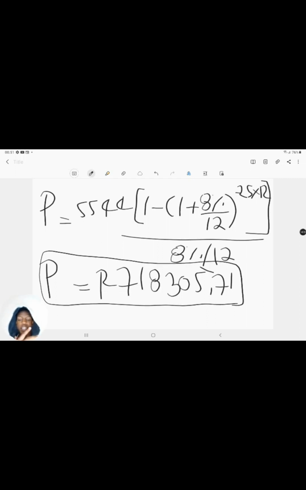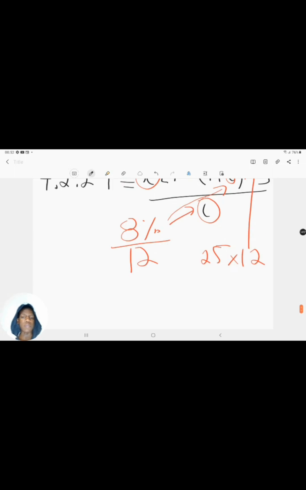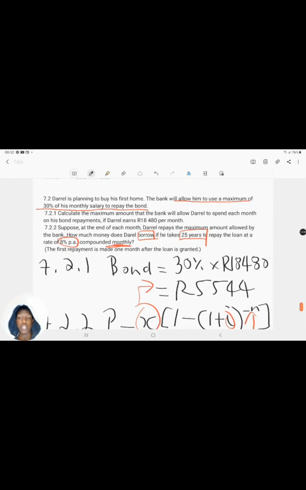If Daryl takes 30% of his salary and pays that into the bond every month for 25 years, starting at the end of the first month, then this is how much he will have to borrow in order to finally take possession of the home that he took the loan out for. So that's it. That's an example, a past exam question for the present value. It's simple, straightforward, nothing complicated about this. It's just a simple plug and solve type of example, and this is how you'd approach it.